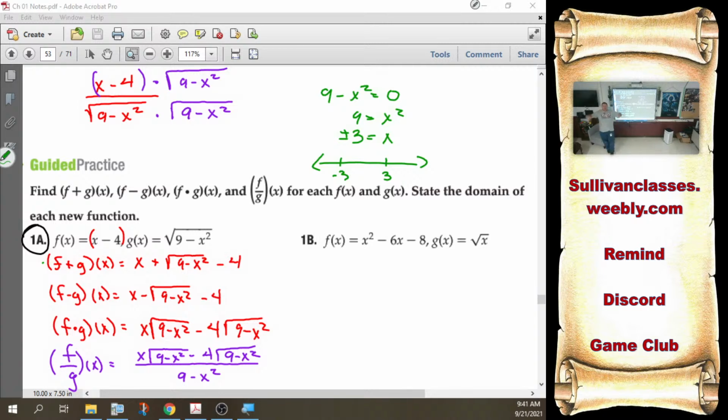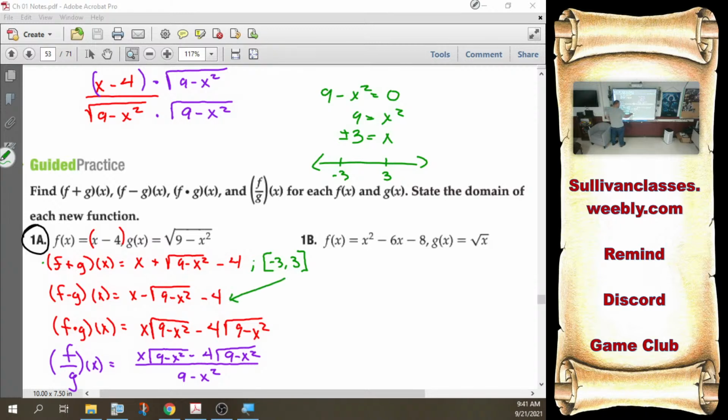Am I allowed to be outside the 3's or inside the 3's? Really? Put a 4 in there. Oh wait, just kidding. Inside. Inside the 3's. So this has a domain of negative 3 to 3. Because if I put a 4 in there, 9 minus 16 is now square root of negative 7. I have broken math.